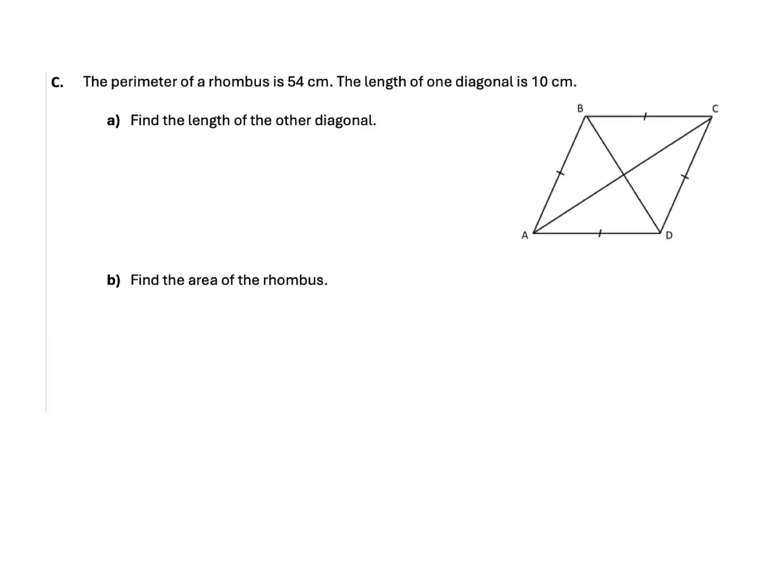In this last problem here, we're given the perimeter of a rhombus, and that should actually say 52 centimeters, so I need you to change that. So the perimeter of the rhombus is 52 centimeters, and the length of one diagonal is 10 centimeters. So let's go ahead and start by figuring out what the sides are.